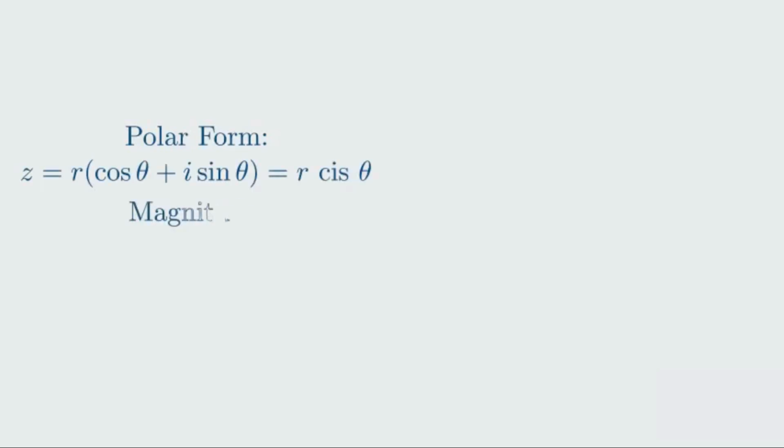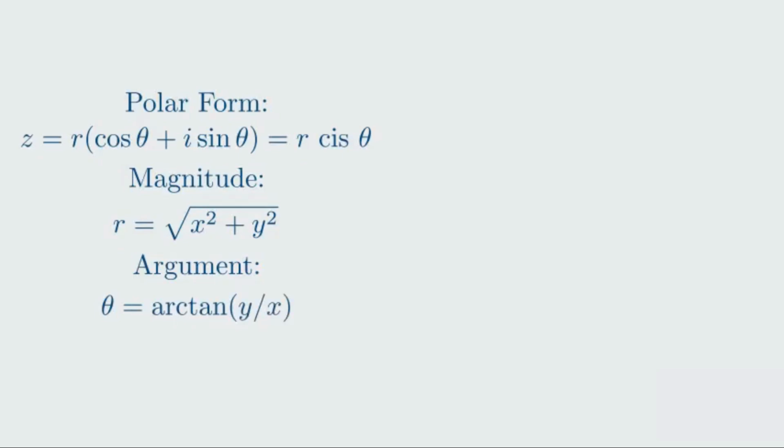Remember, polar form expresses a complex number using a magnitude and an angle. A complex number z equals x plus iy can be written as z equals r times the quantity cosine theta plus i sine theta, often abbreviated as r cis theta. Here, r is the magnitude, which is the distance from the origin on the complex plane, and theta is the argument, or the angle with the positive real axis.